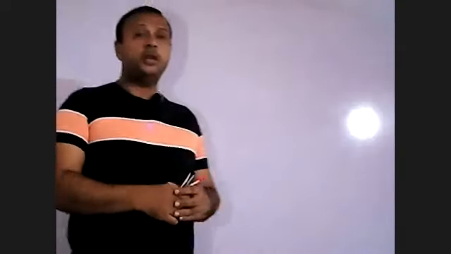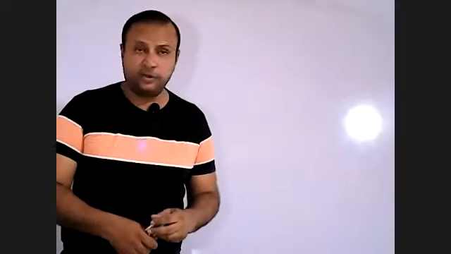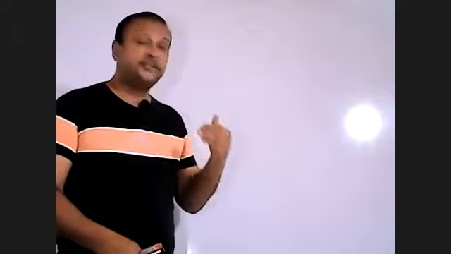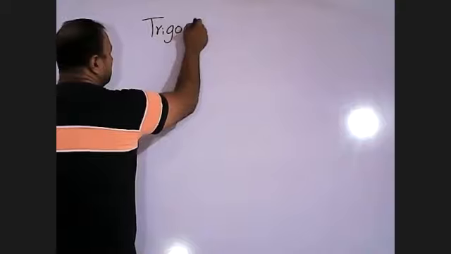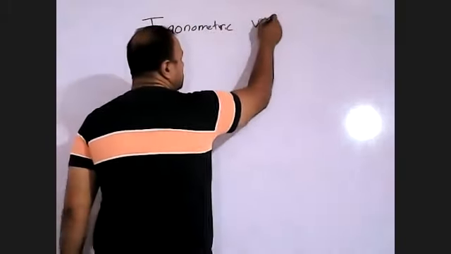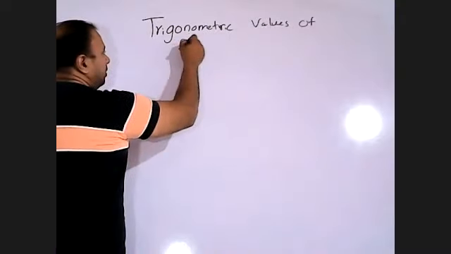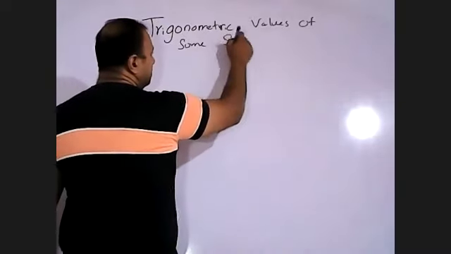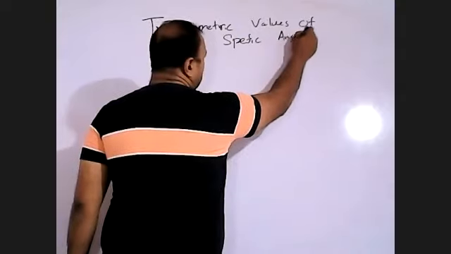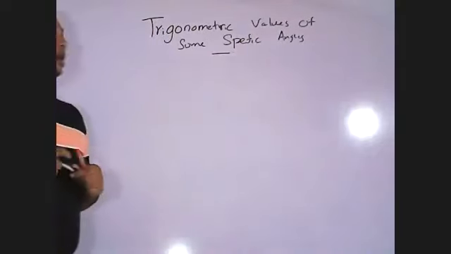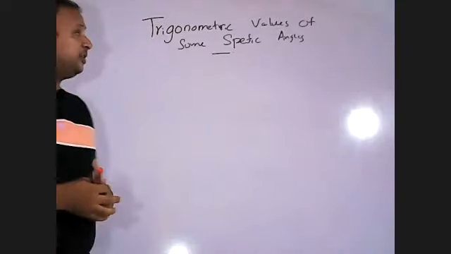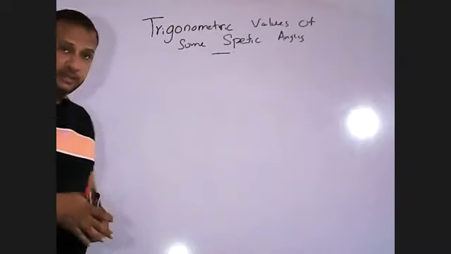Okay. Now we have defined the trigonometric ratios. Now we are going to find the values of trigonometric ratios of some specific angles. Okay. Write a topic. Trigonometric values of some specific angles. Now we are going to find the trigonometric values of some specific angles.